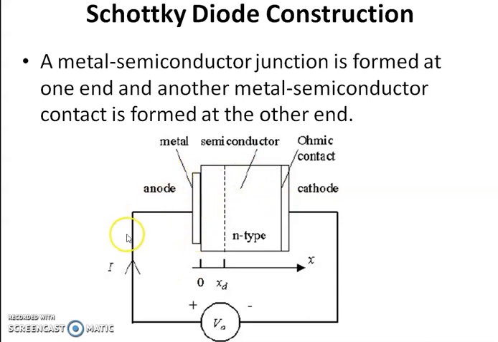This end acts as anode. And here, a metal ohmic contact is made with the surface of the semiconductor. This is the other end, so this end acts as cathode. So this is the configuration of the Schottky diode.